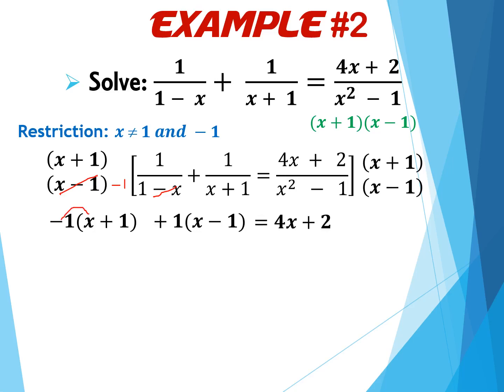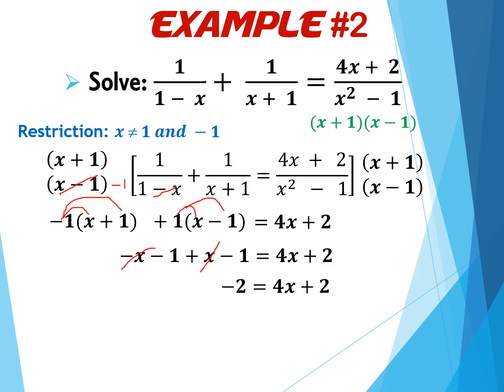So distributive, negative 1 times x, and then negative 1 times positive 1. And then we do also here. And then we copy this one. So we will have here negative x minus 1 plus x minus 1 is equal to 4x. So we can cancel this out. And we will have the remaining negative 2 is equal to 4x plus 2. Transpose or combine similar terms, we will have 4x is equal to negative 4. Divide both sides by 4, so we'll have x is equal to negative 1.